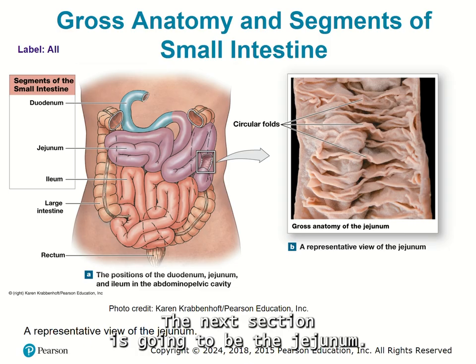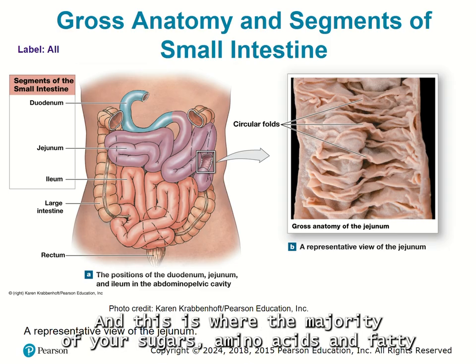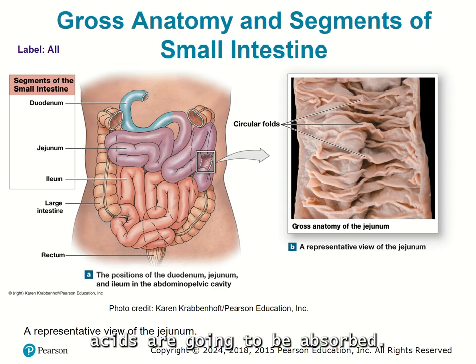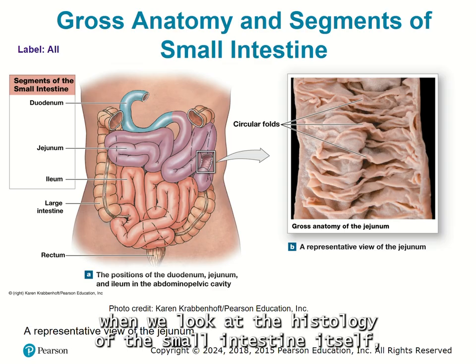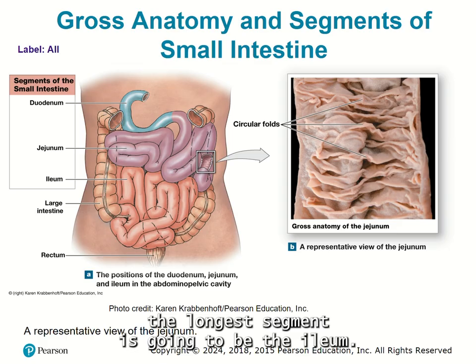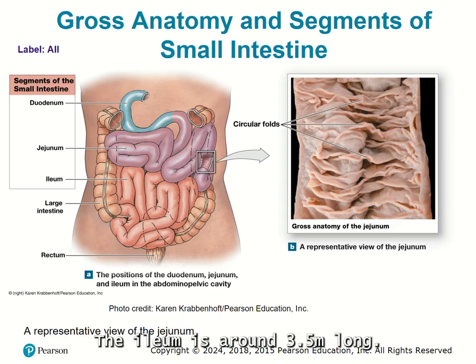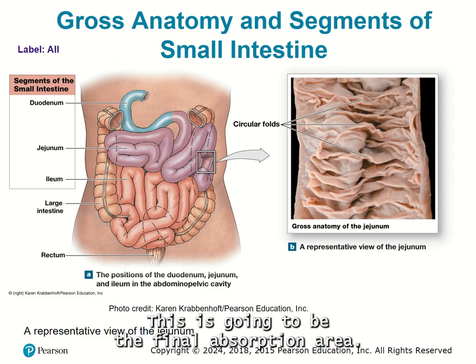The next section is going to be the jejunum, and this is where the majority of your sugars, amino acids, and fatty acids are going to be absorbed. And we'll look at that in a second when we look at the histology of the small intestine itself. The longest segment is going to be the ileum. The ileum is around 3.5 meters long. This is going to be the final absorption area.